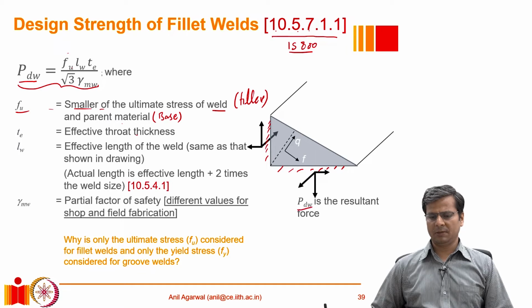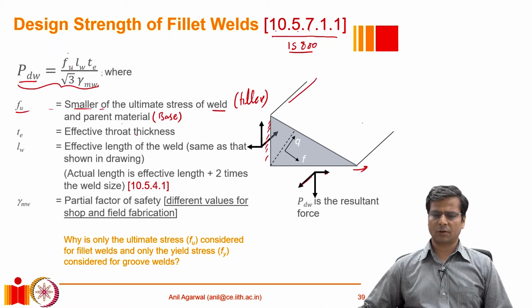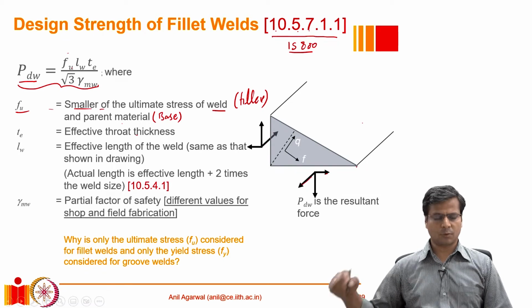So PdW is the resultant of all three forces. In other words, if there is a PdW force, it can have three components. The first component could be in the horizontal direction, the other in the vertical direction, and the third component would be in the longitudinal direction of the weld. This is the longitudinal direction of the weld. The other boundary of this weld will be resisting all these forces by equal and opposite forces.